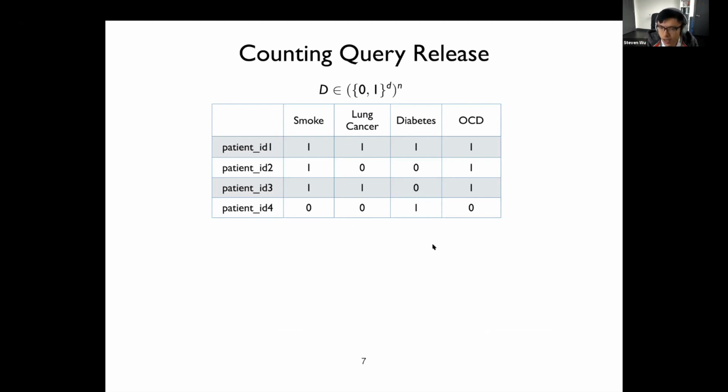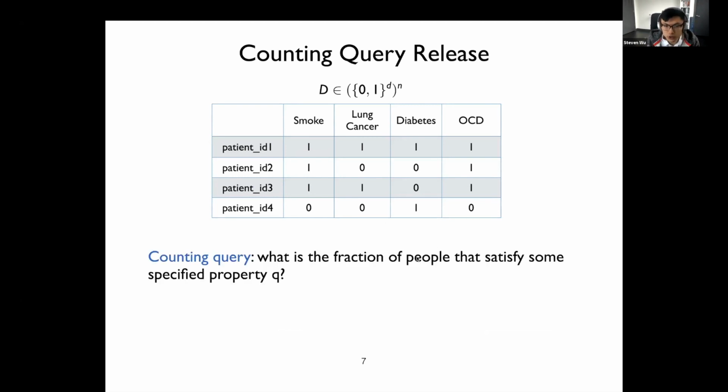For the sake of example, imagine there's a medical database, just like the one you're looking at. Every attribute for now is Boolean. And a counting query is basically a simple form of statistic that asks what is the fraction of people in the data set that satisfies some specified property Q.